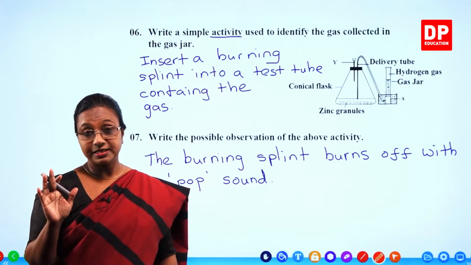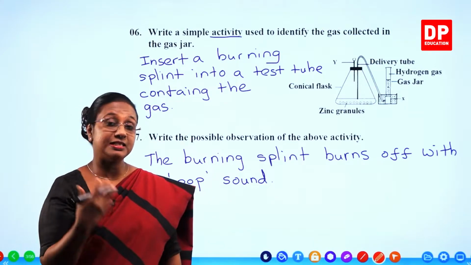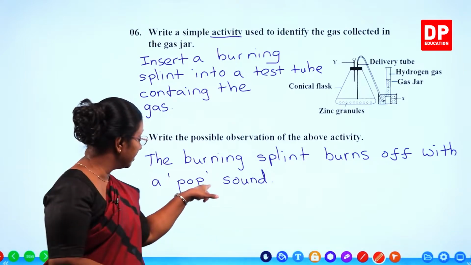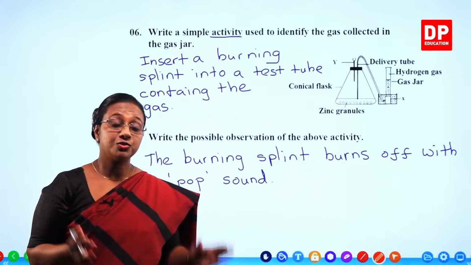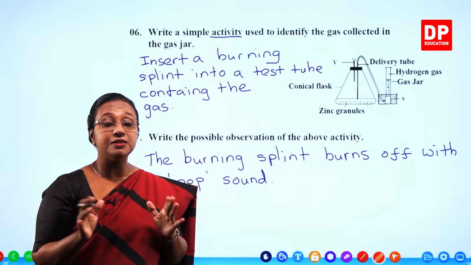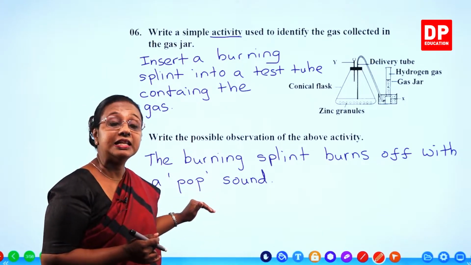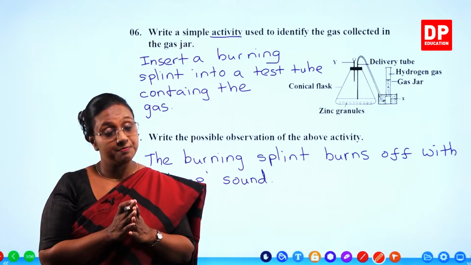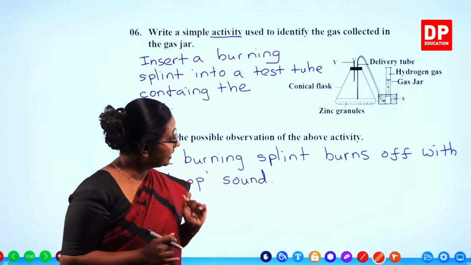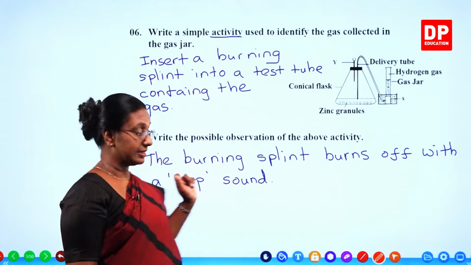Because hydrogen is a combustible gas, it burns, it acts as a fuel, and it burns off with a pop sound. So you can remember that. That confirms it is hydrogen gas. So the burning splinter and the pop sound is very important. So with that, students, we'll move to the next slide.